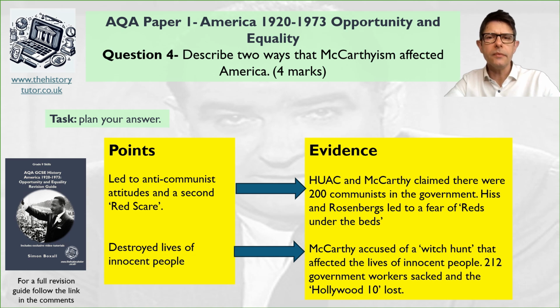Second point I'll come up with is it destroyed lives of many innocent people. So McCarthy accused of a witch hunt that affected the lives of many innocent people. 212 government workers were sacked. We had the Hollywood 10 lost their jobs. And if you want a sort of wider idea, you've got Arthur Miller writing his play The Crucible, all about this idea of a witch hunt.